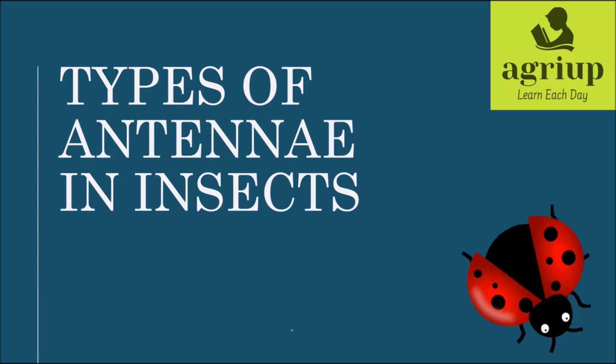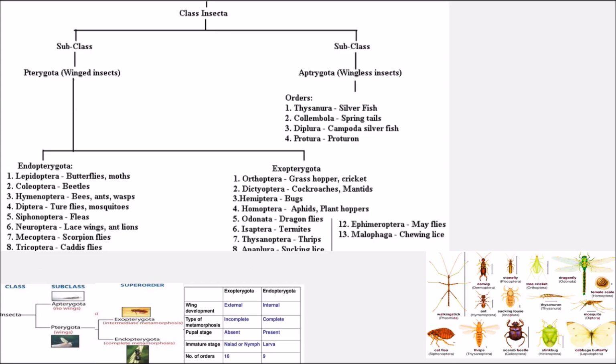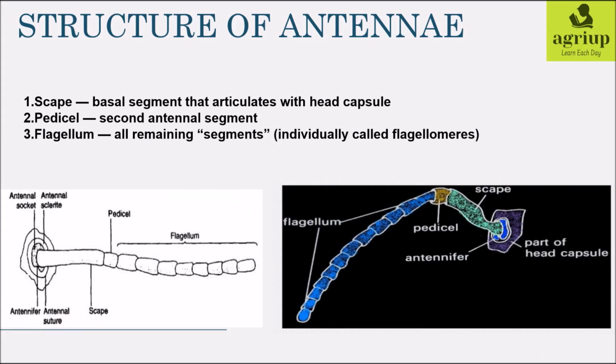Everyone, this is JRF videos, and the topic of today's video is types of antennas in insects. This is a very important chapter in entomology. In this chapter, we are going to talk about the antenna, its structure, its features, and what the different classes are, so that we can relate further when we are giving examples of antennas having different structures.